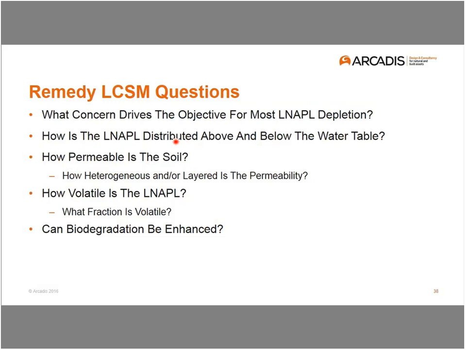Then we want to get a more detailed idea of where the LNAPL is above and below the water table. How permeable is the soil that the LNAPL is in? How heterogeneous is that permeability? How about the LNAPL itself? How volatile is the LNAPL? Are there technologies that you can use that can volatilize a significant portion of the LNAPL? So not only how volatile is the LNAPL, but what fraction is volatile. And then also, biodegradation is a huge factor around NAPL. We know that from looking at the rate of natural source zone depletion. So is there something we can do to enhance that biodegradation, make it go faster?